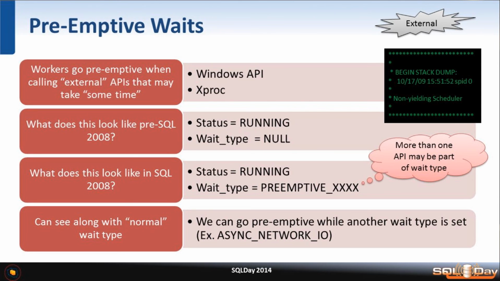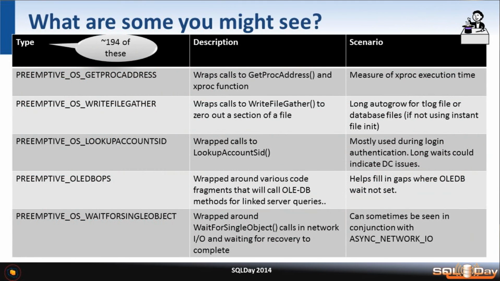You need to know that these names next to preemptive usually indicate the name of the Windows API call we're making. But in some cases, we collect them together and we just call it a name, and it could be several different API calls that make up this name. Here's some examples. If you see get proc address, that means we're probably calling an extended store procedure. So if you see this immediately and it's high wait times, go find out what extended store procedure is running, and that's the cause of that issue.